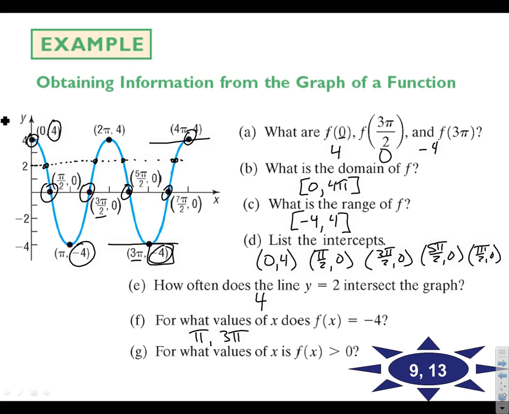Last question, for what values of x is f of x greater than 0? So when are the y values above 0? We're above 0 from 0 to pi over 2. Now pi over 2 would be a parenthesis because at pi over 2 we're not greater than 0, we're touching 0. And then from 3 pi over 2, right here, all the way over to 5 pi over 2.